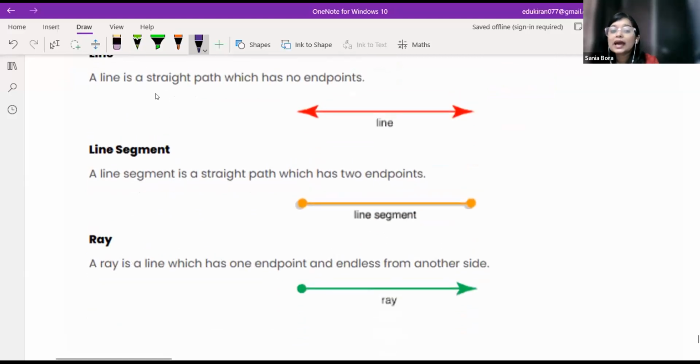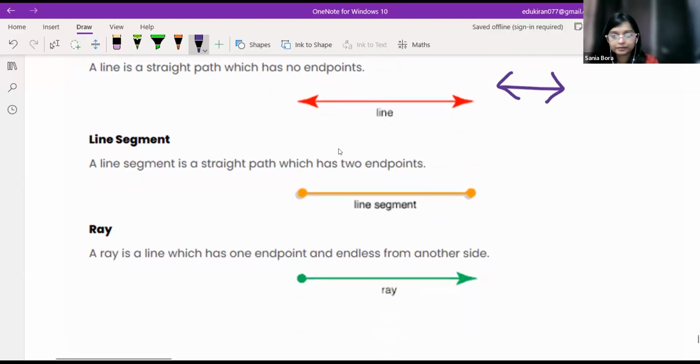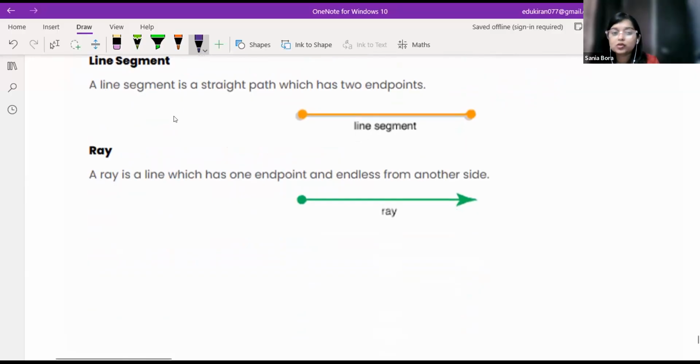Then a line is a straight path that has no end point. That means the line can stretch out here also, and here also. A line is endless. There is no end for a line. Then the line segment. So what is a line segment? When I give you point A and point B, and you have to go from A to B, I gave you both the points. That means this is a line segment. Clear? And a ray has one starting point but no end point.